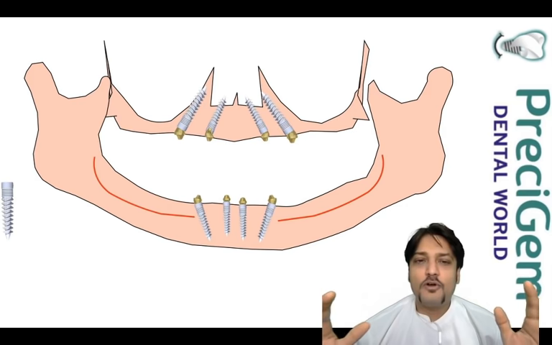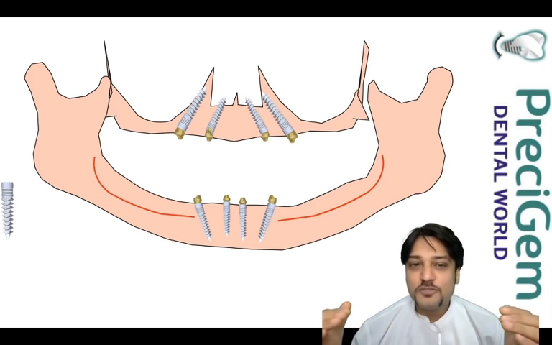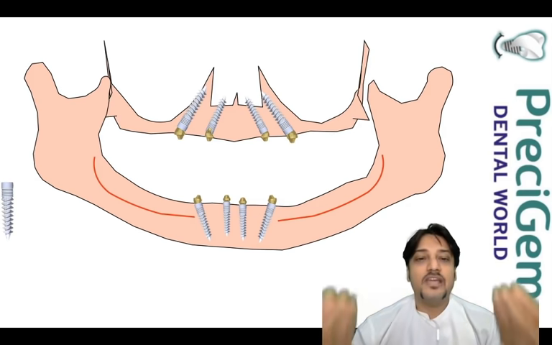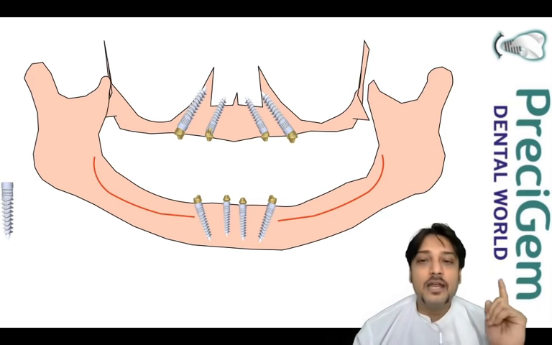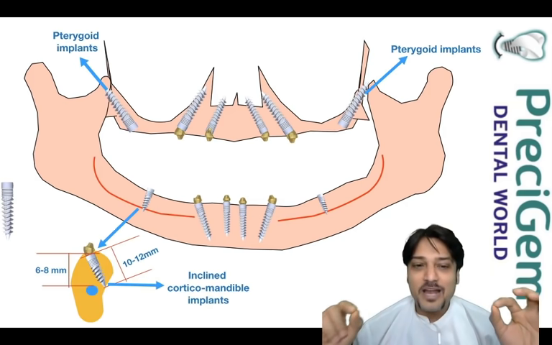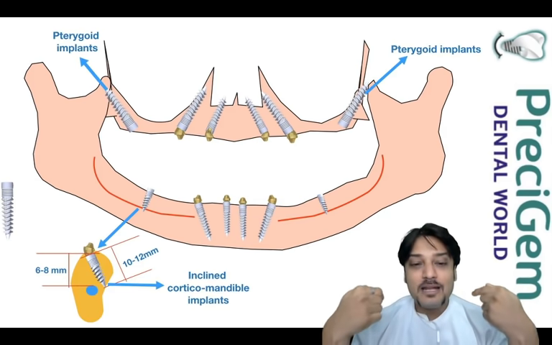Going ahead with the all on 4 implants in upper and lower. Then in order to reduce this cantilever, we have to place another implant, but at the back or the rear of the sinus. So where exactly? Into the pterygoid complex. So placing pterygoid implants is mandatory, and placing inclined corticomandible implants.